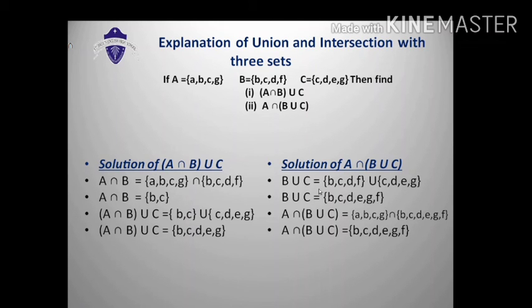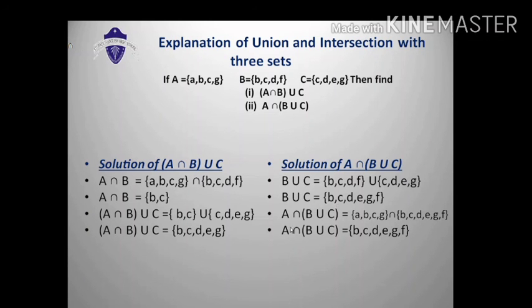Now we will solve its second part, that is A ∩ (B ∪ C). According to the method, first find the union of B and C, then find the intersection between the resulting union set and the set A. So B ∪ C is equal to the members of the set B union the members of the set C. So the union will be equal to B, C, D, E, G and F.